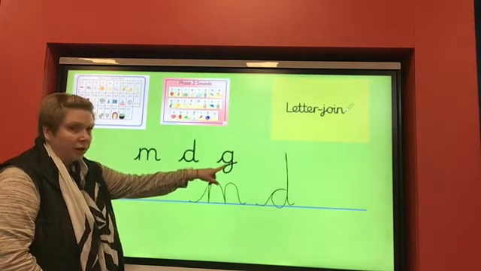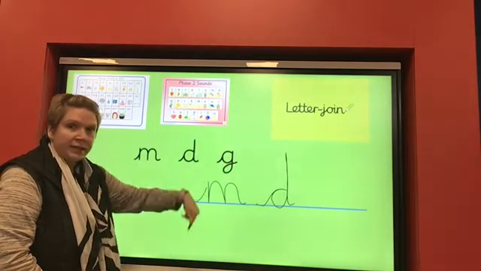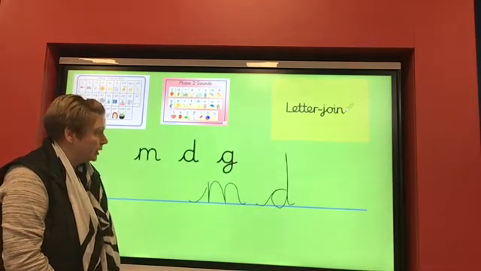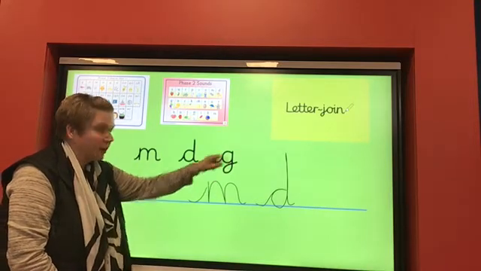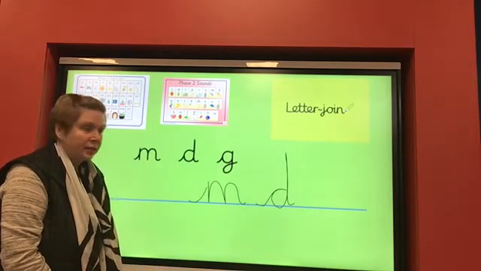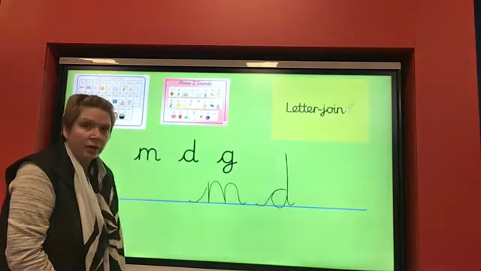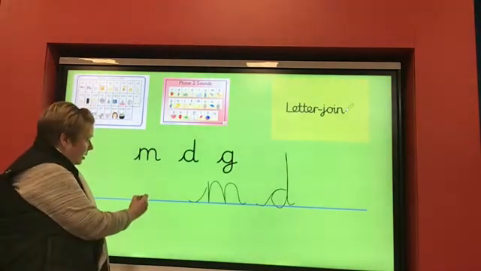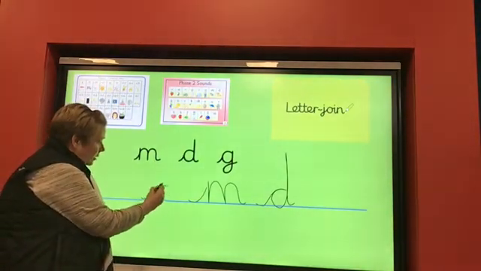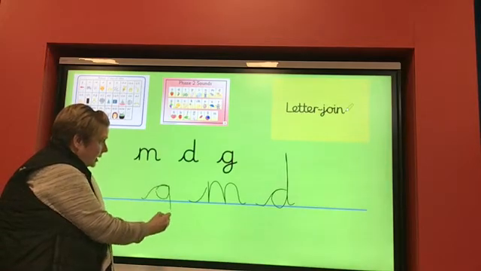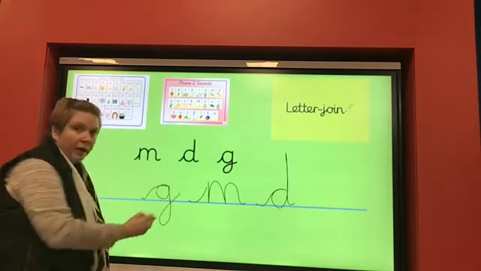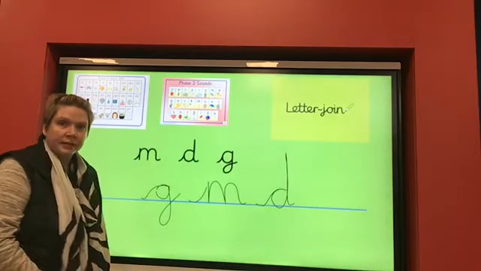Then looking at this G, you remember this one's got a descender that goes underneath the line and then loops back round ready to join the next letter. So let's have a go at that G together. Leading line, the G with that descender, and then a loop back round ready to join the next letter.